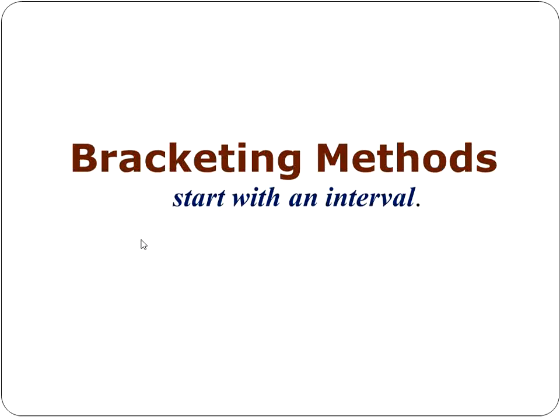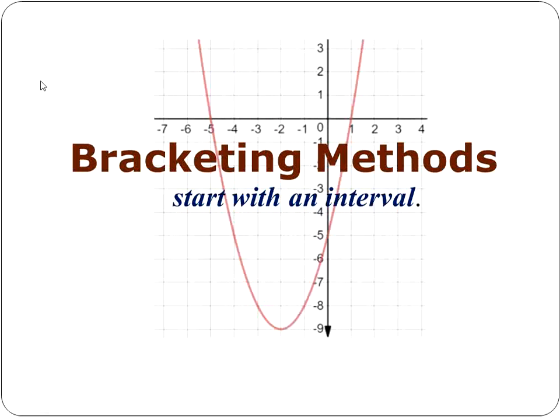Bracketing methods always start with an interval. This is very important. When you are plotting the function on the graph, that is the graphical method, this function crosses the x-axis at one point on the positive side and at minus pi on the negative side. It means this function has two roots. One is 1 and the other one is minus pi.